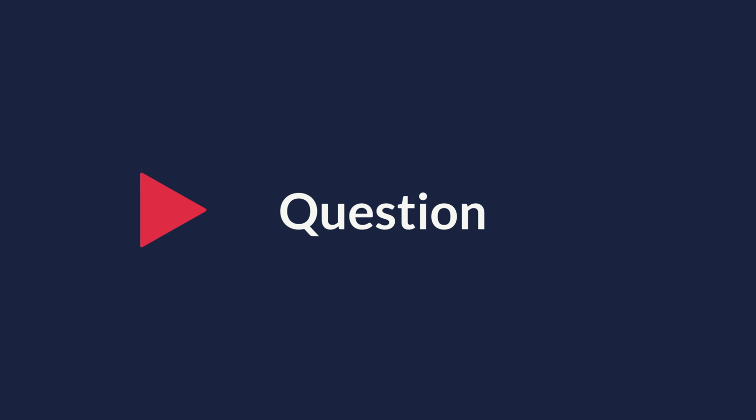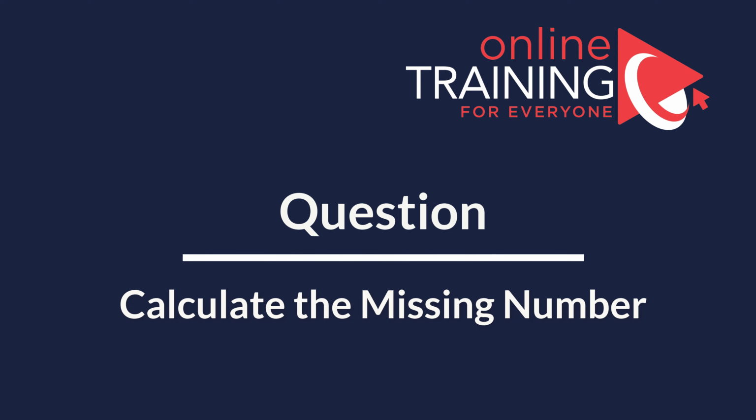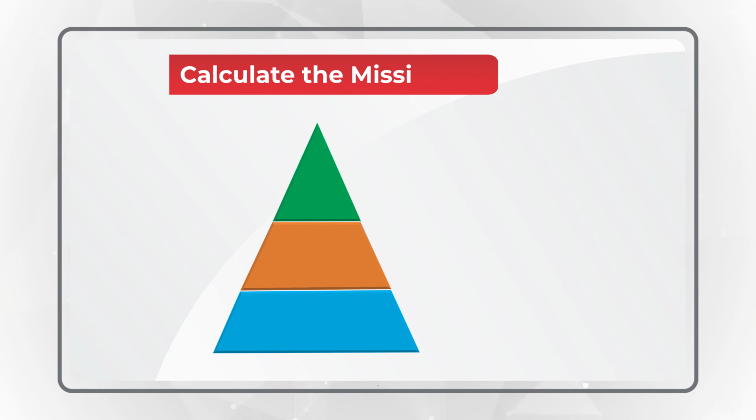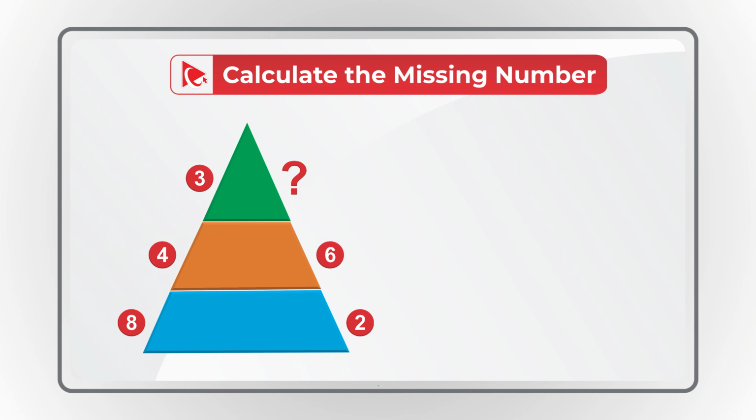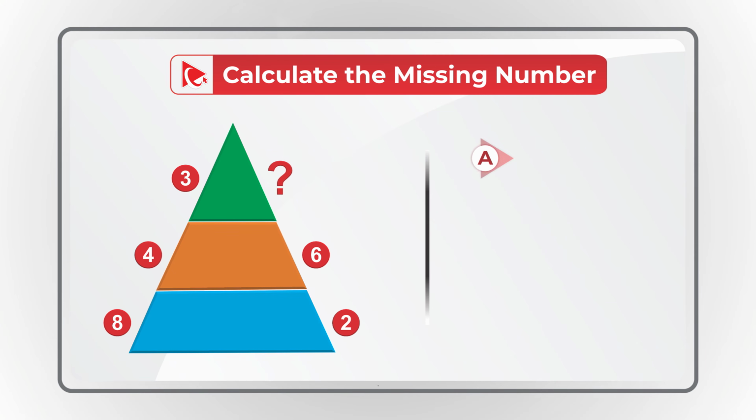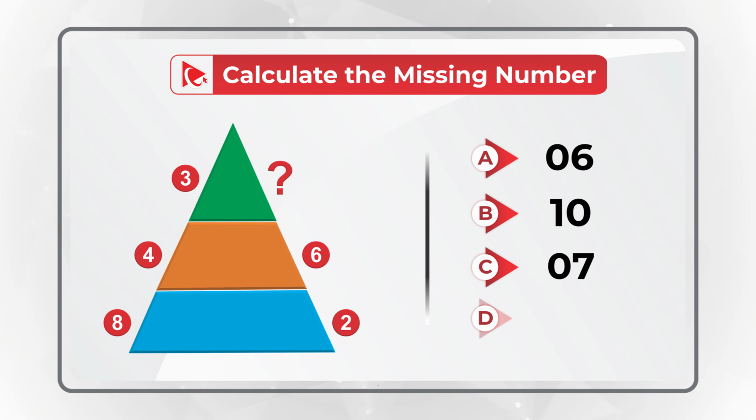Here's an amazing question to test your analytical skills. You need to calculate the missing number. You're presented with a triangle, which is split into 3 equal or almost equal parts. At the bottom of the triangles, on each side, you see numbers 8 and 2. In the middle section of the triangles, you see numbers 4 and 6. And on the top of the triangle, you see number 3 on the left, and on the right, you need to calculate the missing number. You're presented with 4 different choices. Choices A, 6, choice B, 10, choice C, 7, and choice D, 2.